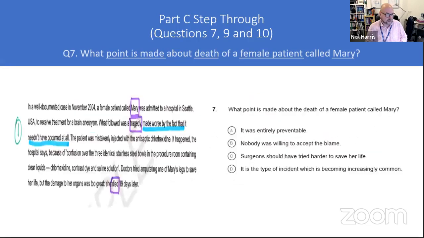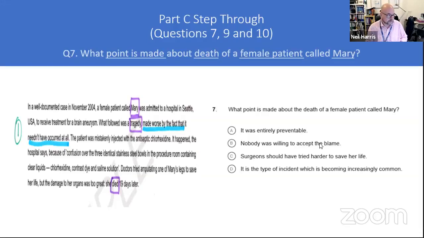So if we now look at the question options, immediately I can see option A, it was entirely preventable, which fits really nicely with the "made worse by the fact it needn't have occurred at all." So that seems to be a really good fit.